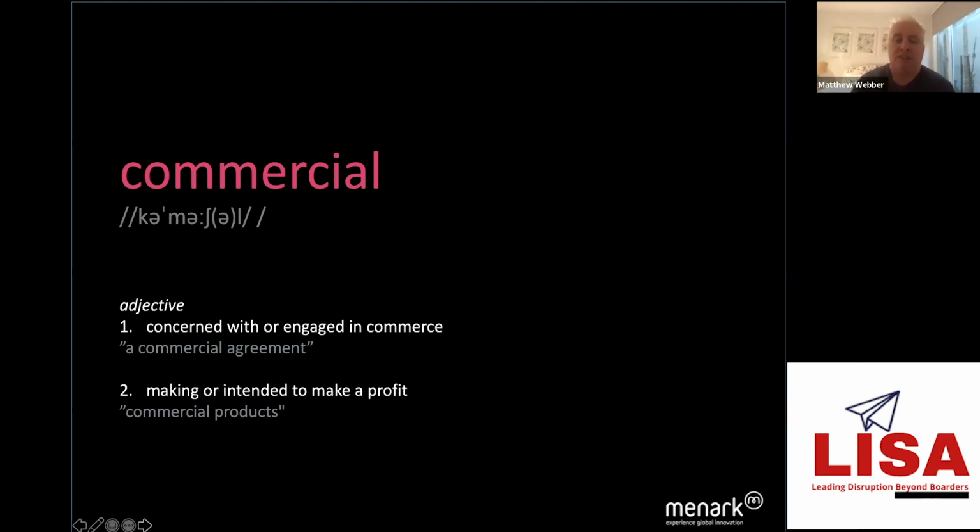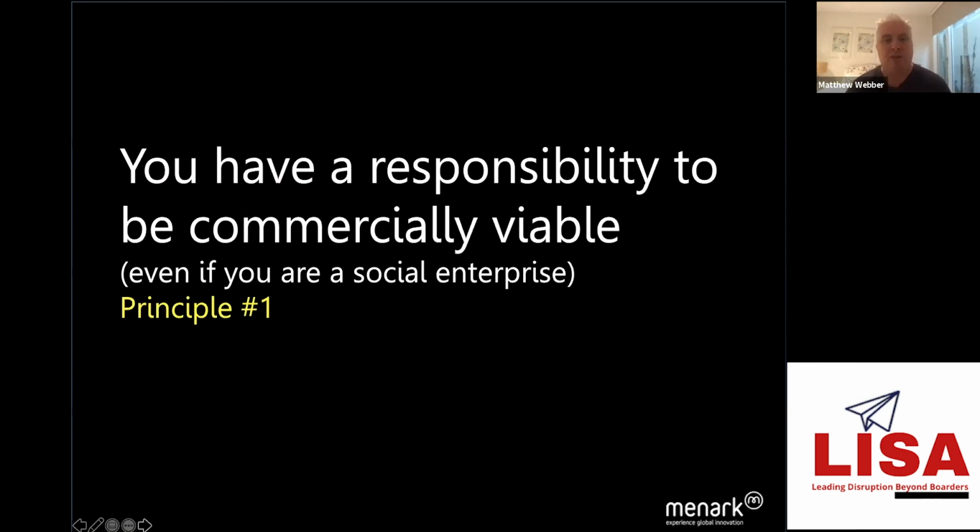Now, even if it is a social enterprise or social product that you're developing, I guess the basic premise is that you want it to be profitable so that you can reinvest that into your business and fulfill the purpose that you're hoping to achieve. But there's a number of principles that I'd like to run you through.